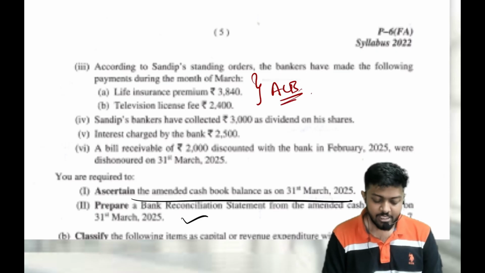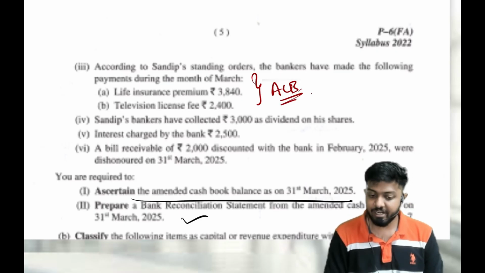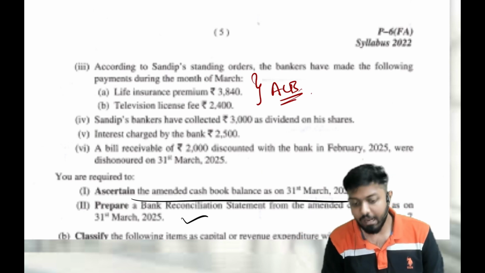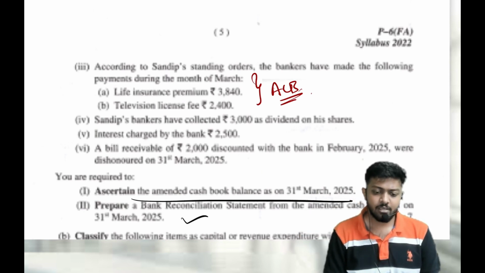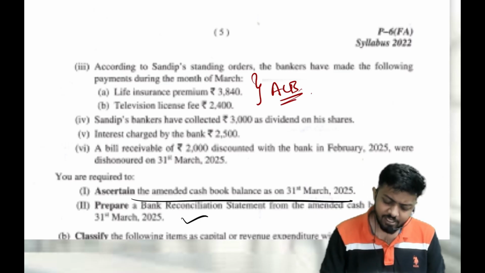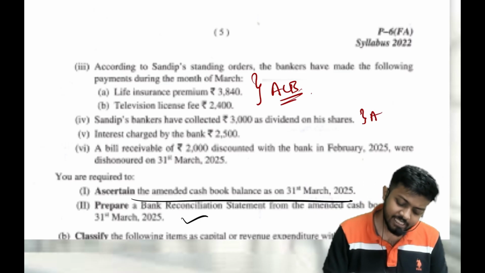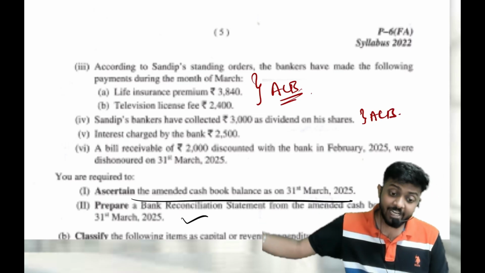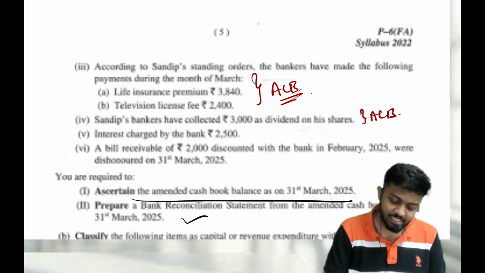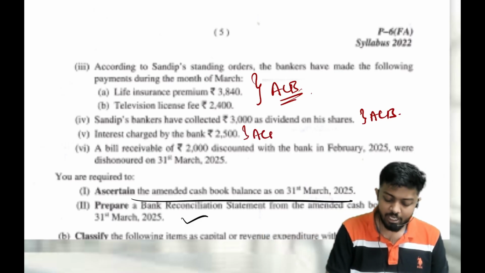Okay? Sandeep's bankers have collected 3,000 as dividend. Bankers have collected the dividend and put it directly into my bank account. Since they have put it directly, I didn't know. But can I rectify it by recording now? Yes. Then the rectification happens in ACB. Interest is directly deducted by the bank. Now I came to know. Can I record it and adjust? Yes. So it will be adjusted in ACB.